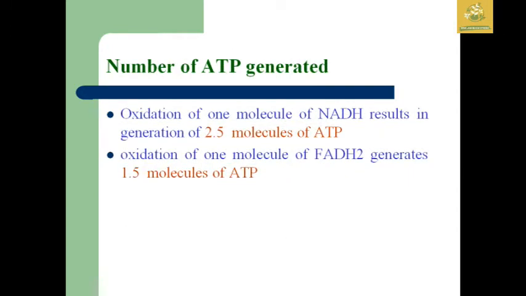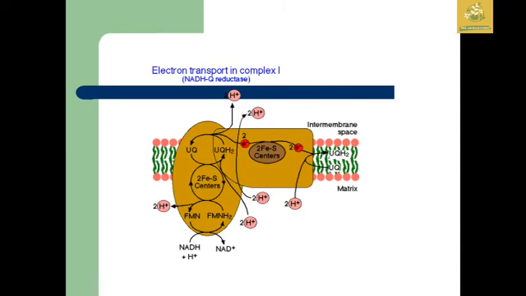So the ATP is formed. The oxidation of one molecule of NADH results in the formation of 2.5 molecules of ATP, as well as the oxidation of one molecule of FADH2 generates 1.5 molecules of ATP.